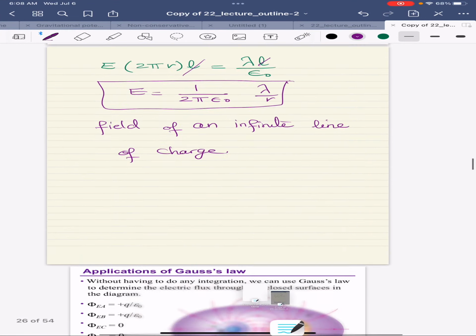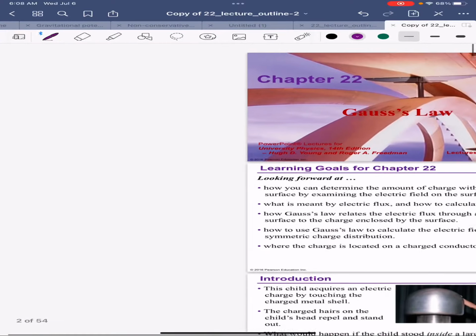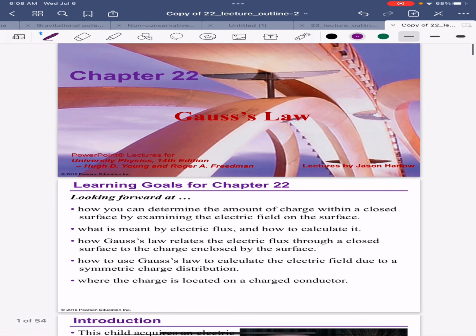With chapter 22, we are going to continue working with electric fields.